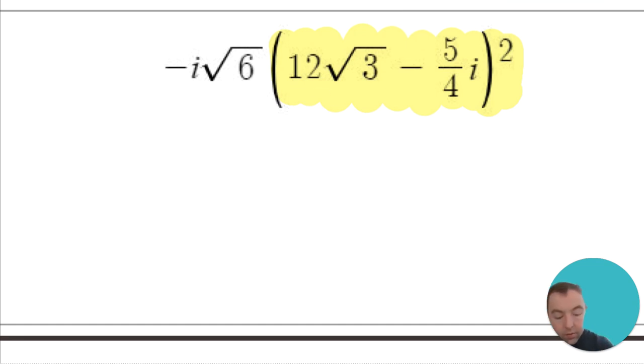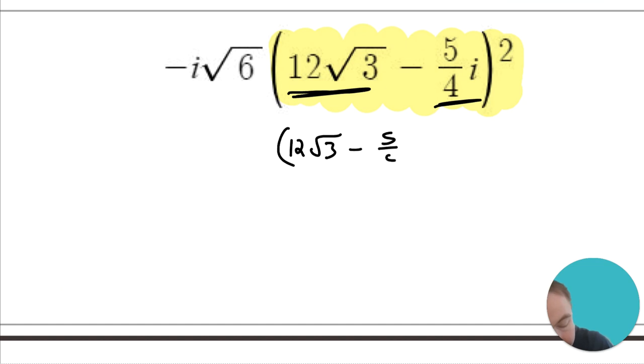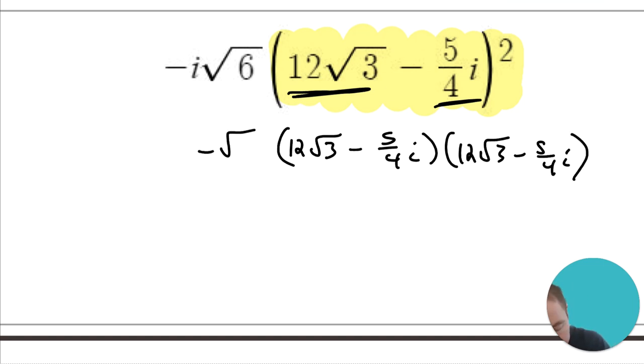Now, in order to do this, where you've got a subtraction of two numbers, it has to be FOILed. So you have to actually write this out a couple of different times. So 12 root 3 minus 5 fourths i, and then times 12 root 3 minus 5 fourths i, right? Okay, so let's carry out the foiling then. So we'll have to do 12 root 3 times 12 root 3. So you can times the 12 with the 12 to get 144. And then root 3 times root 3 is just going to be a normal 3.